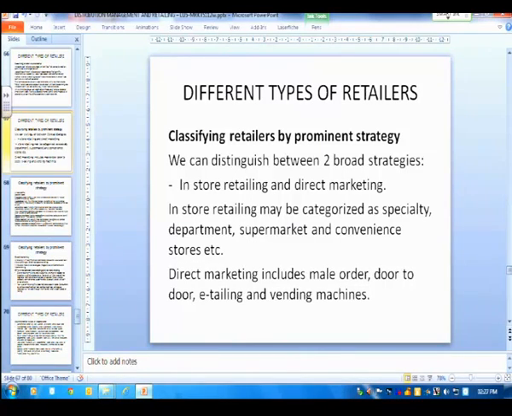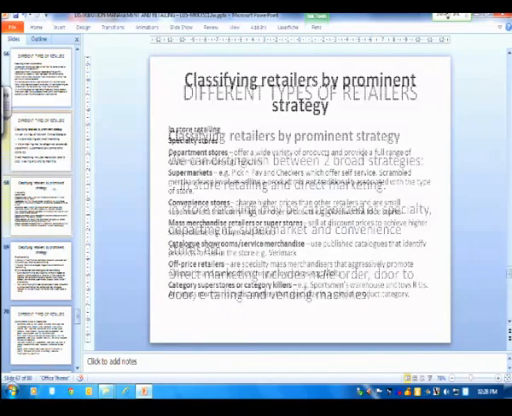Classifying retailers by prominent strategy. We can distinguish between 2 broad strategies: 1, in-store retailing and 2, direct marketing. In-store retailing may be categorized as specialty, department, supermarket, and convenience stores, etc. Whereas direct marketing includes mail order, door-to-door, e-tailing, and vending machines.